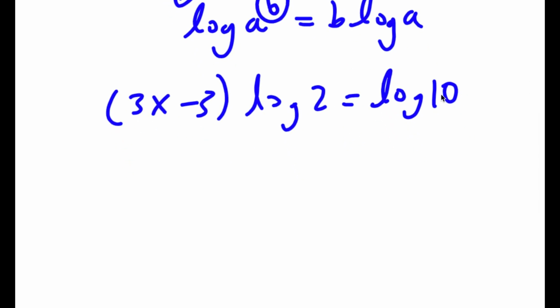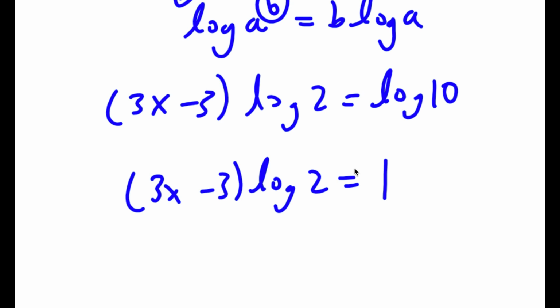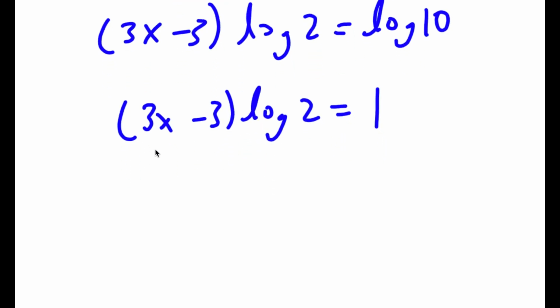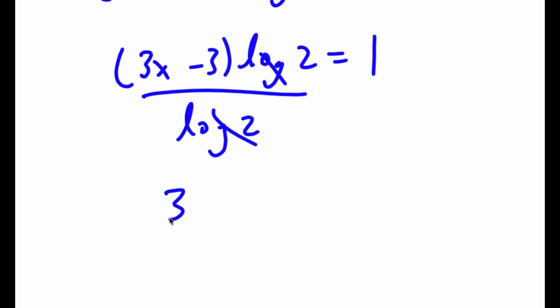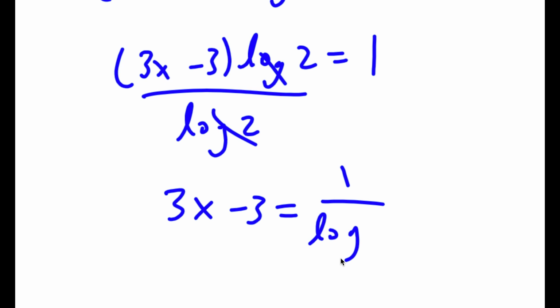Now, log 10, that's actually equal to 1. So now I have 3x minus 3 times log 2 is equal to 1. Now, if I divide both sides by log 2, these two cancel out, and I get 3x minus 3 is equal to 1 over log 2.